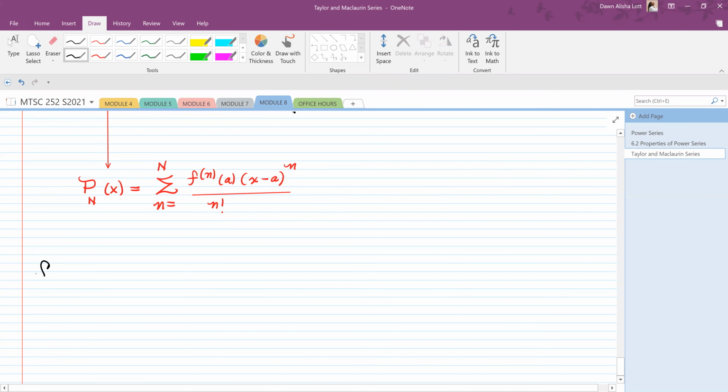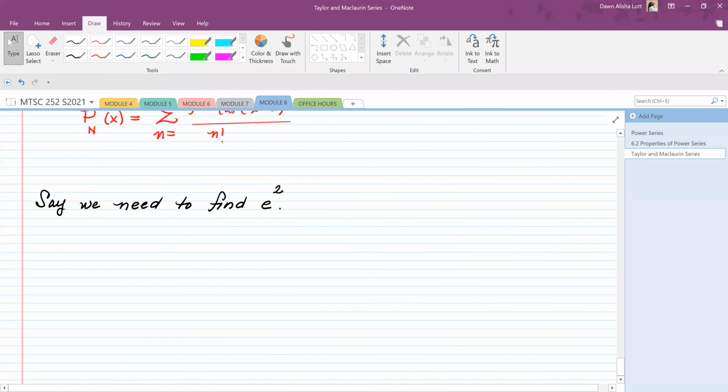Okay, so say we need to find e squared. So if we just do P naught of x, which is a constant value, it would say use the first term of the series, and that would be 1. So this is a constant approximation.